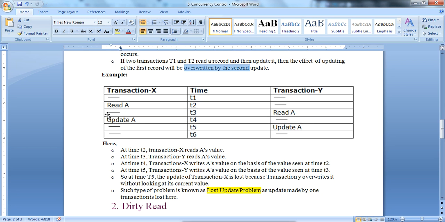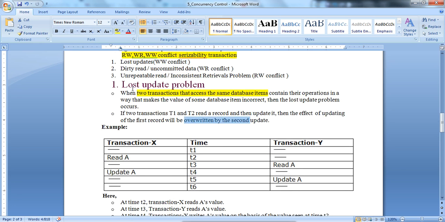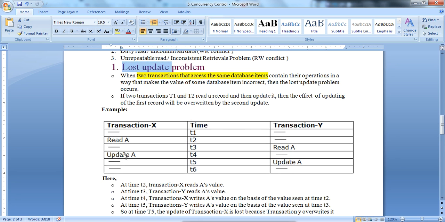Now it missed the value which was updated by X, that is 20, right? Because when transaction X next reads the value of A, it is not 20, it is 30. Initially it read 20, and now when it reads again, it is 30. That is the actual problem of a lost update. The update of A to 20 by transaction X is lost because transaction Y updates the value of A to 30.